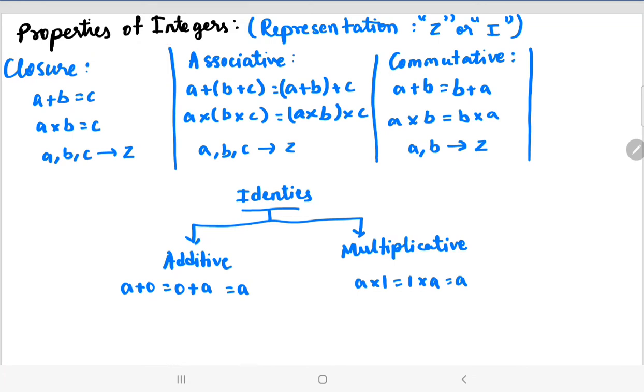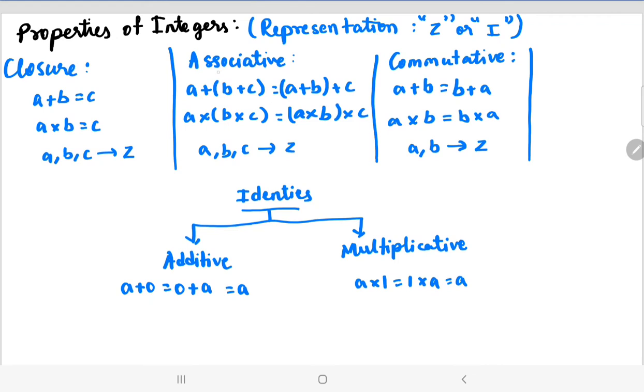The first property that we are going to discuss is the closure property. So, according to the closure property, A plus B is equal to C and A into B is equal to C. According to this property, when A and B are integers, then their sum means addition and their product means multiplication. When you do them, this answer will also be an integer. So this is the closure property.